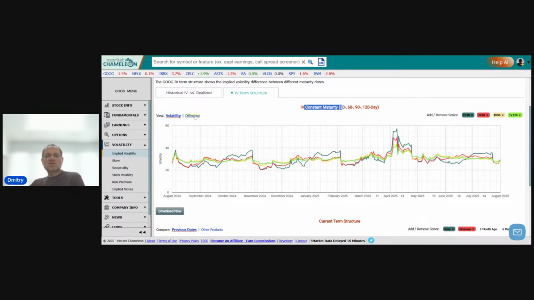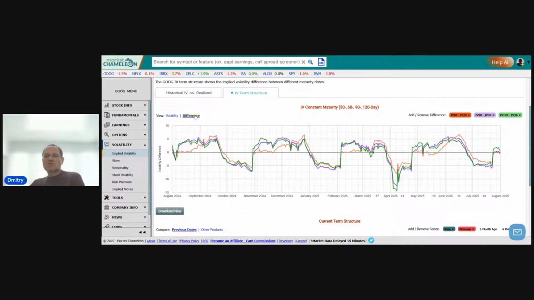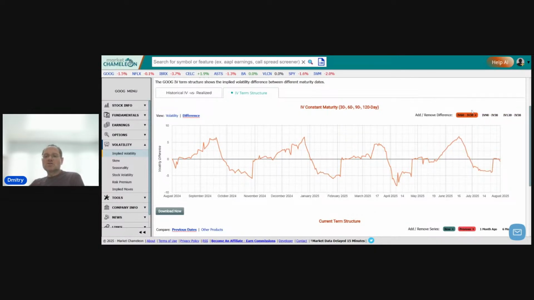Let's say we wanted to see the difference. So the difference is 60 minus 30 with the ones we have, and 90 days versus 30 days. So I'm going to uncheck these to show you. So this is the 60-day implied volatility minus the 30-day. So let's say the implied volatility of 60 days out versus the implied volatility of 30 days, if they're exactly the same and move the same, if they were both 20, or if they were both 30, the difference would be zero, right? The difference would always be on this zero line.